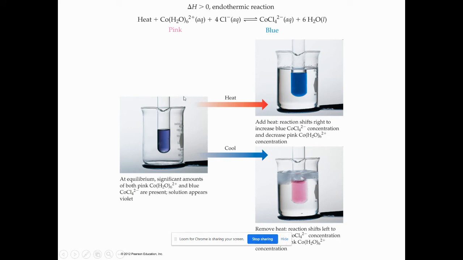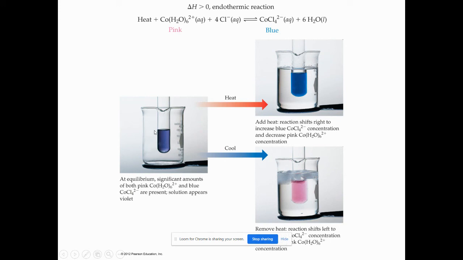Now, we add heat. If we add heat, what's going to happen? You add heat here on the reactant side. Your scale is going to go down, and you're going to shift to the product side. Again, with your scale, you add heat, you're adding reactants. This side of the scale goes down. What do you have to do to go back to equilibrium? You have to go from reactants to products.